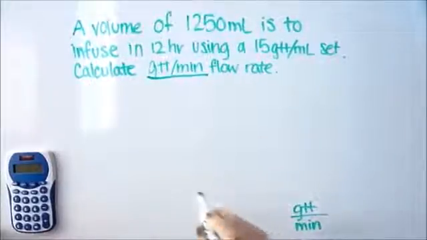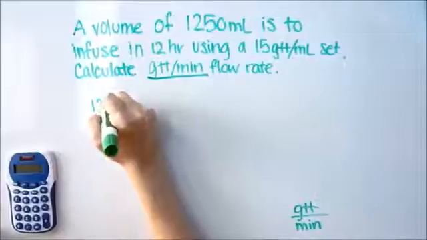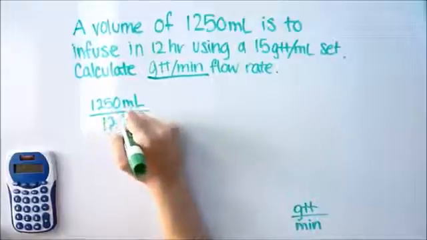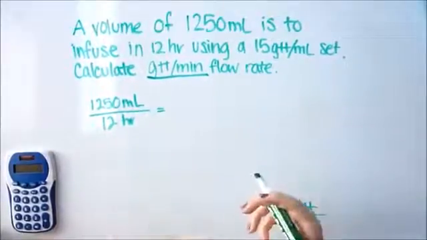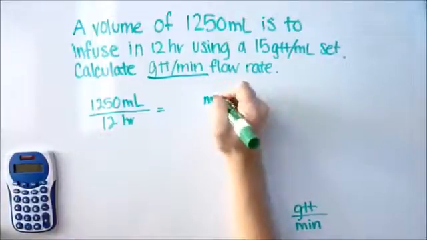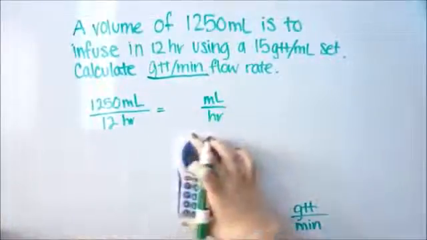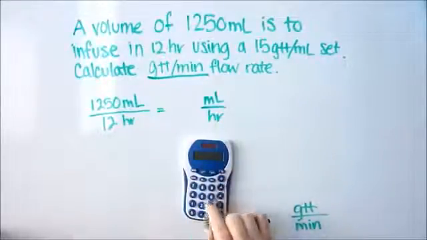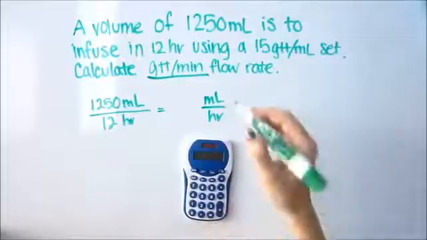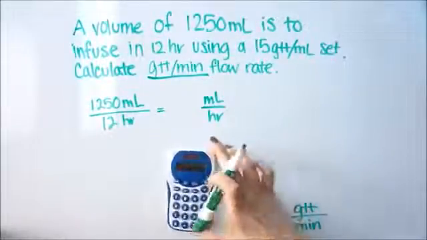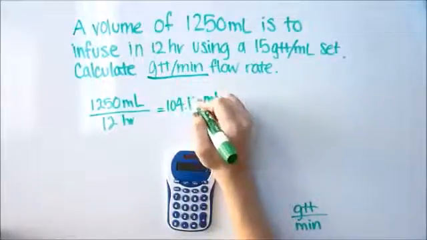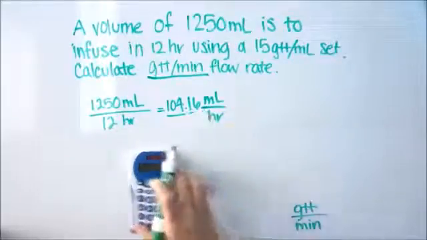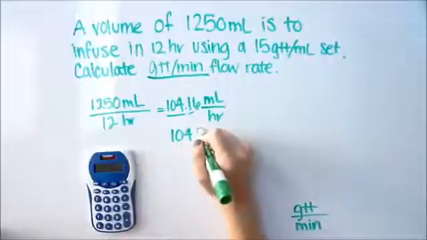And my first step is, remember, 1,250 ml divided by 12 hours, because we want to find how much we are giving in 1 hour. So I'm going to write that right here. Take my calculator. 1,250 divided by 12. So we get 104.16. And again, we're going to round to the nearest whole number. Because 1 is less than 5, we're going to have 104 ml per hour.